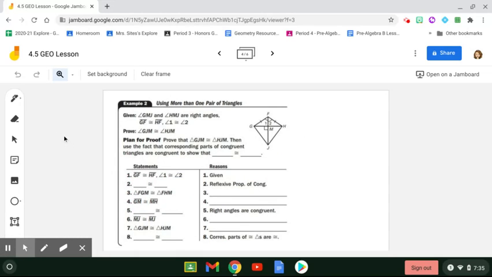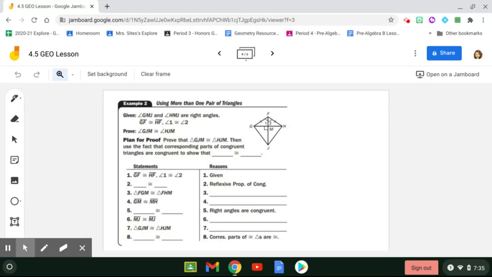In this next example, we're going to actually be using CPCTC 2 times to get what we want. And you can see this one, we have that GMJ and HMJ are right angles. And then they're telling us that GF is congruent to HF. So we have that marked. And we have that angle 1 is congruent to angle 2, and that's also marked. We're trying to prove, and look where this is at, angle GJM, so way down at the bottom, is congruent to HJM.